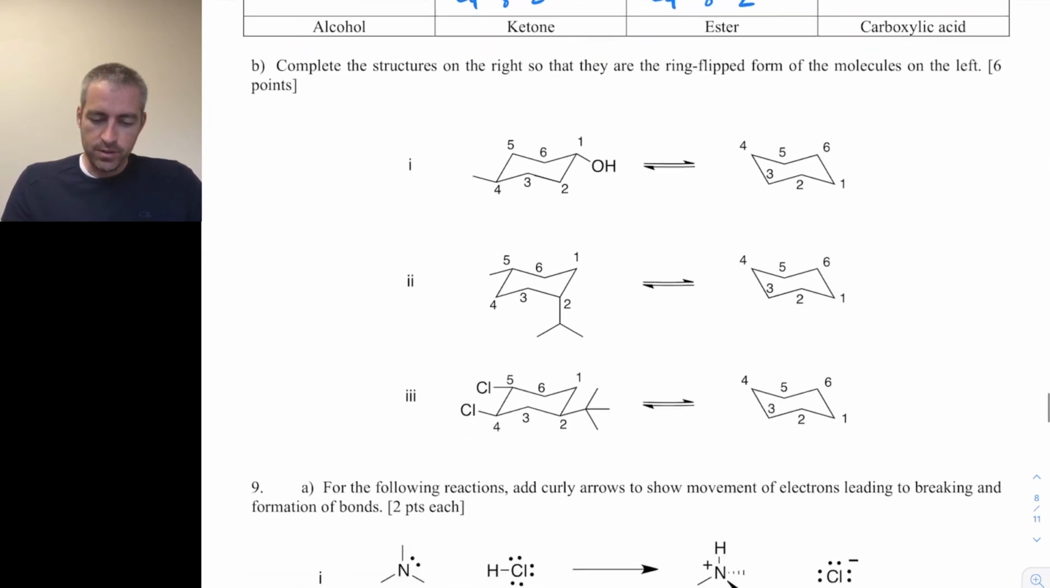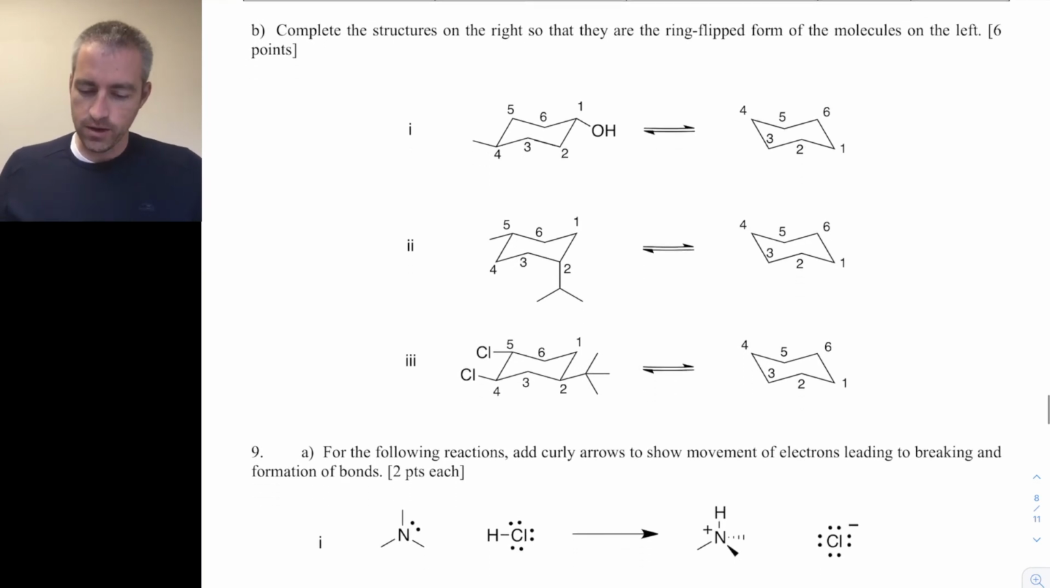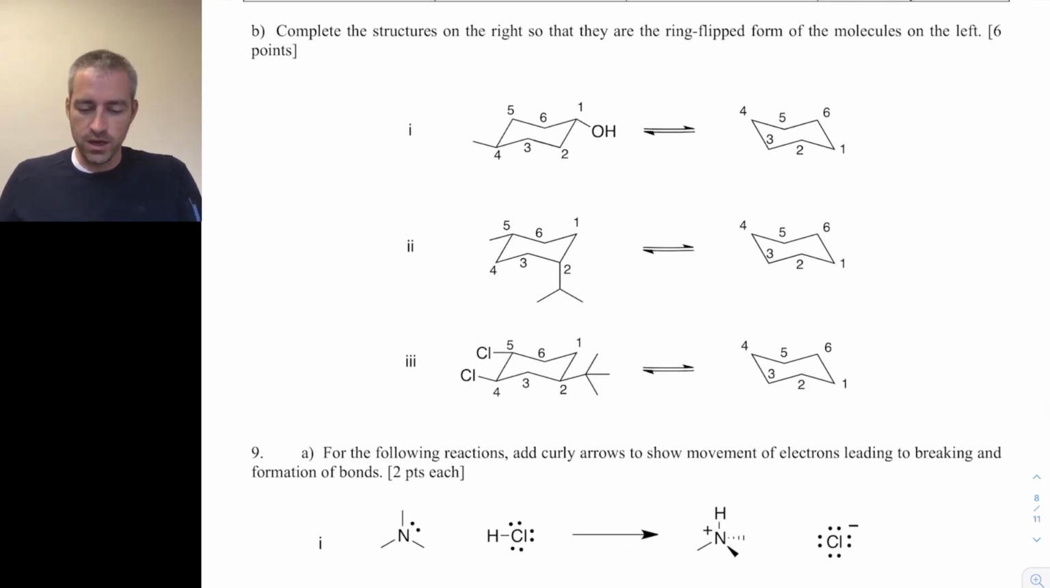Number 5, complete the structures on the right so that they are the ring-flipped forms of the molecules on the left. Spent a lot of time in Unit 4 doing this. So carbon 4, you can see, has a hydrogen not drawn and a methyl. This is in the up, this is in the down. So in 4, we need positions here and here. The up one is going to be the methyl, and the down one is still a hydrogen. We leave them in either the up or down form, depending on where they were in the starting compound.